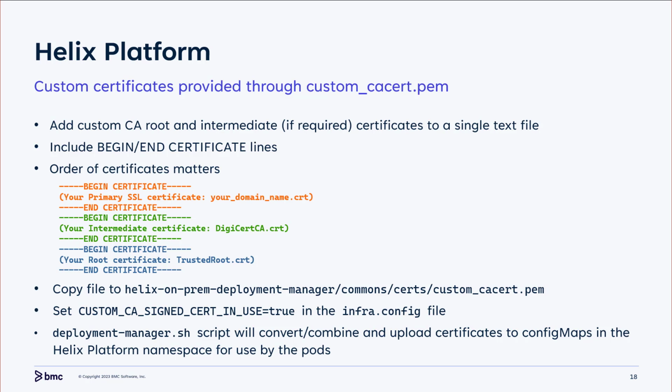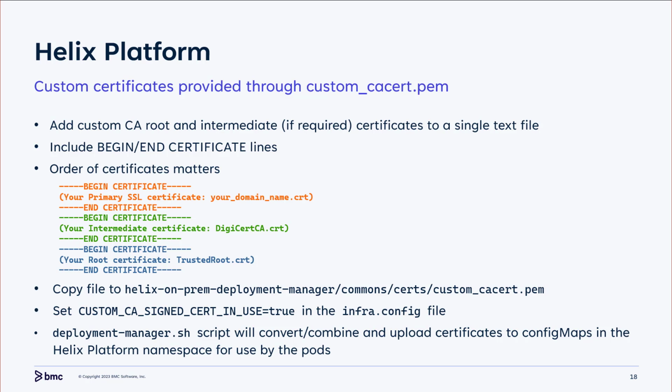When you then run the deployment manager script, it has code within it that reads those different certificates and then converts them into different formats for use by the applications. It's important to note that the order that those certificates are put in that PEM file matters. So you go from the most specific to the least specific.